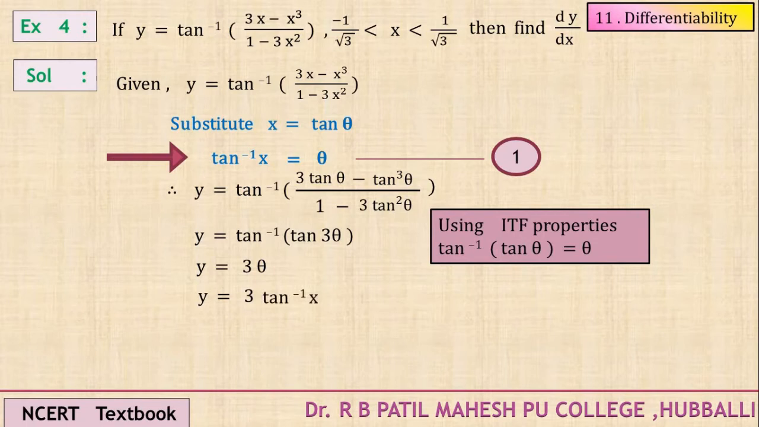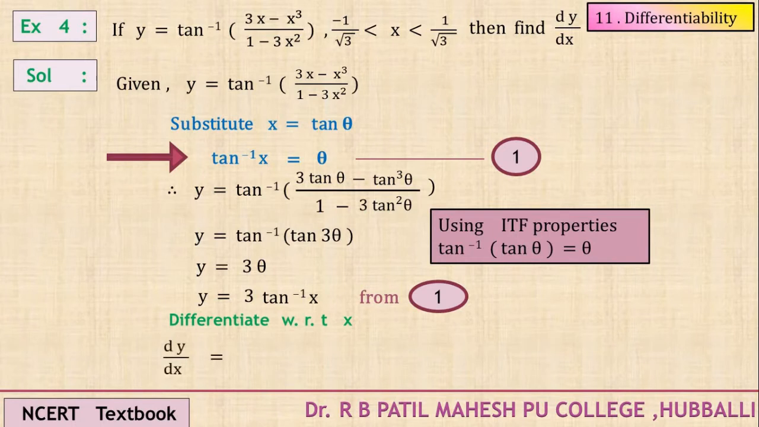So I differentiate this equation. Okay, so this we substituted from equation 1. Now I differentiate this one. dy by dx equal to 3 as it is. The derivative of tan inverse x is 1 upon 1 plus x square. So this is the derivative of the given example. I hope you understood substitution and identity here.